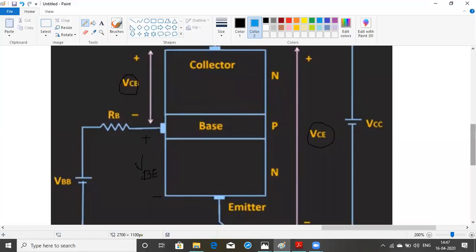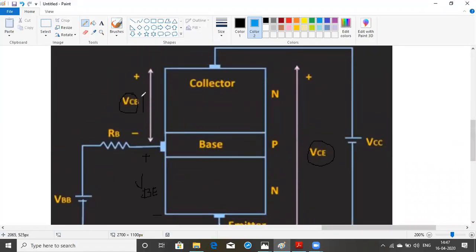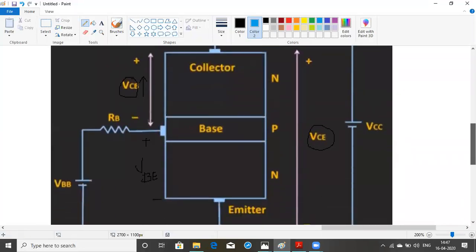Now what are you doing? You are increasing the VCE. That means you are increasing the VCB, sorry. You are increasing VCB. How is it possible to increase VCB? That indicates that you are increasing VC. So that means you are increasing the reverse bias voltage.